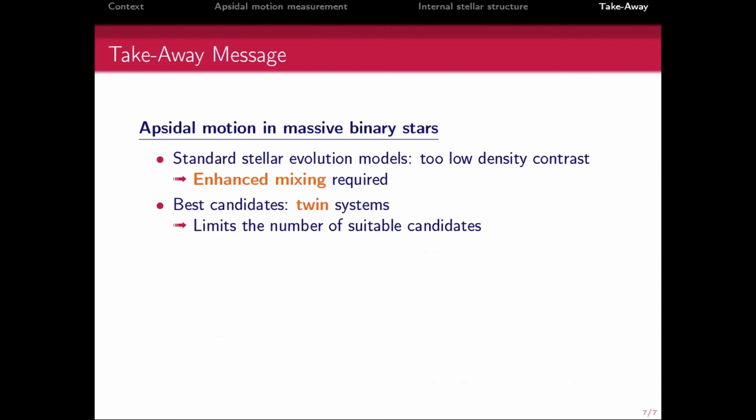From everything I've said in the last few minutes, I would like to leave you this takeaway message: from the analysis of the apsidal motion in massive binary stars and its link to the internal structure of the stars, we arrive at the conclusion that the standard stellar evolution models have a too low density contrast, and that to reproduce the K2 value of the stars, we have to put some enhanced mixing inside the models. And secondly, if one wants to perform such an exercise, the best candidates are the twin systems, for which we can solve the apsidal motion equation for the K2 value. And these are the systems for which we can expect to get the most valuable information regarding the massive stars.